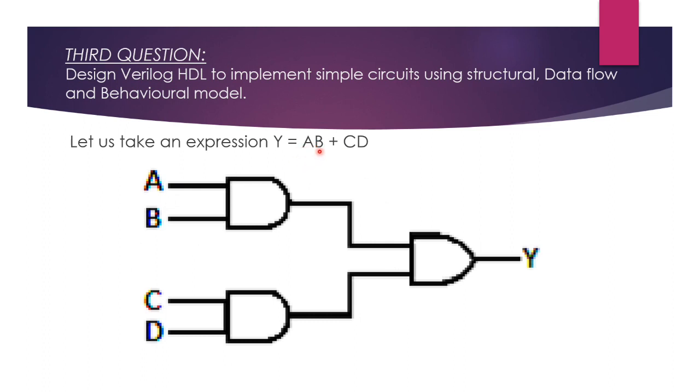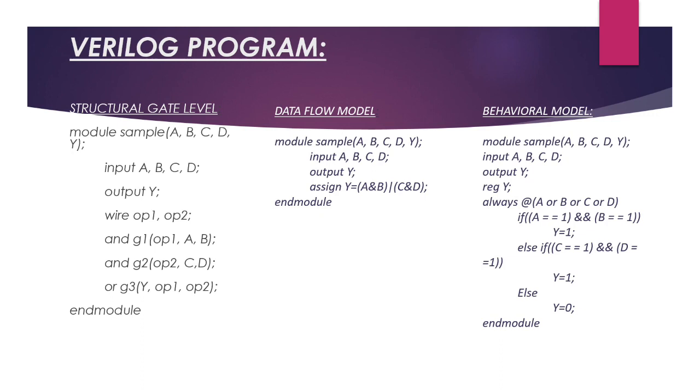From the expression, we can find out that A dot B means an AND gate, which is here, and C dot D is also an AND gate represented here. The outputs of AB and CD will become the input of the OR gate, which is present here, and it will produce the output Y. Talking about the Verilog program, there are three types, namely the structural gate level program, the data flow model program, and the behavioral module. Each is different from the others. We shall discuss them briefly in the video.